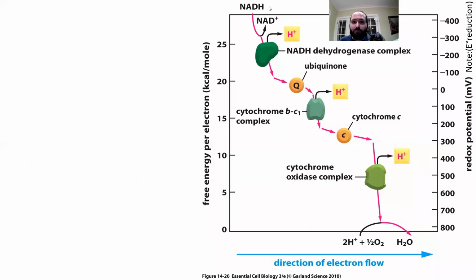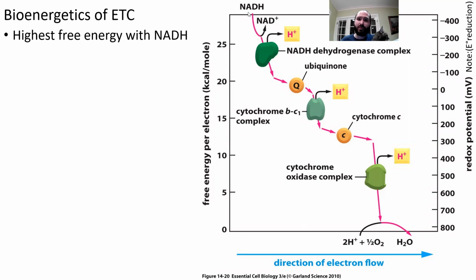And then I think this is our second to last slide. This one is describing the bioenergetics of the electron transport chain. On the left side, we have free energy going from high to low. On the right side, we have redox potential, though I don't like that they call it that, because is it a reduction potential or an oxidation potential? It's a reduction potential. Oxygen has the highest reduction potential here. NADH has the highest oxidation potential, and it also has the highest free energy.